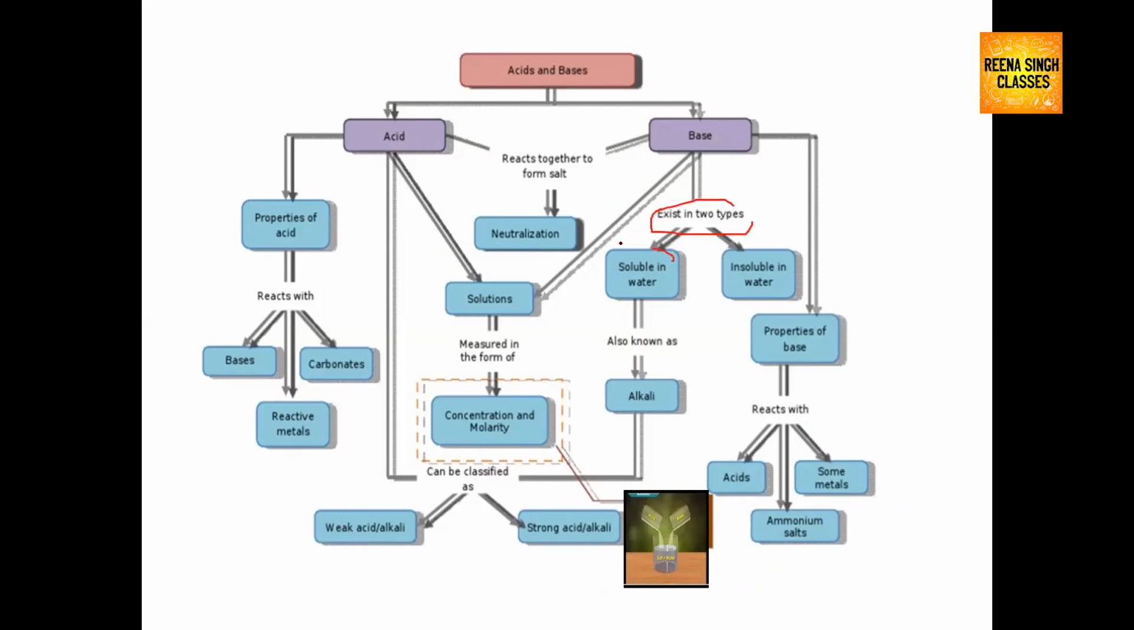Bases which are soluble in water are called alkali. Common examples of alkali are sodium hydroxide, potassium hydroxide, and aqueous ammonia. Few bases are insoluble in water. Examples are magnesium oxide, lead oxide, copper oxide, etc.